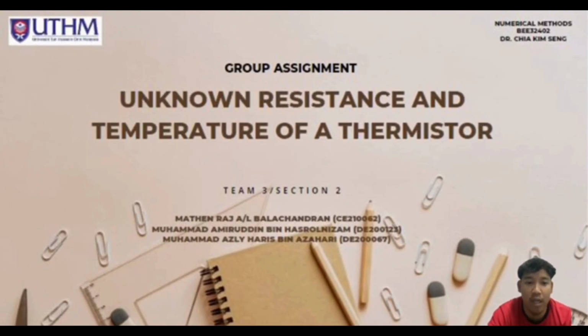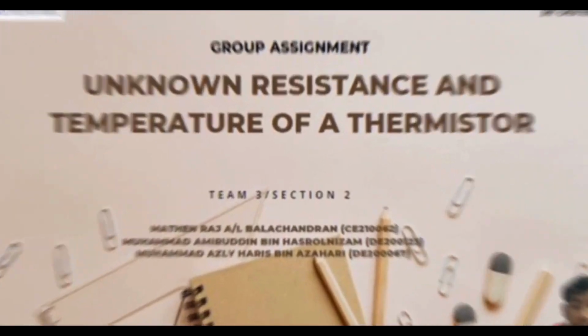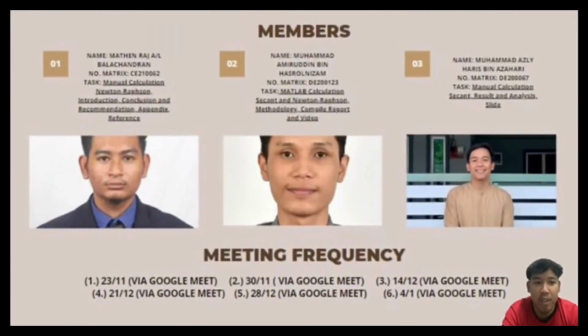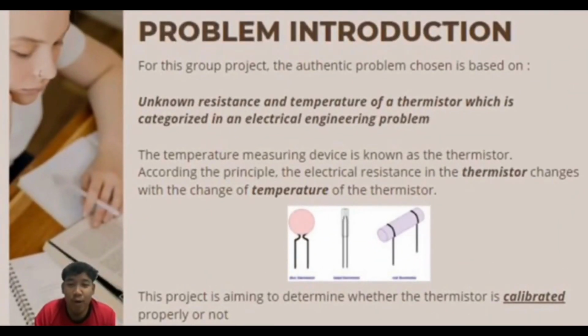Our group assignment is on unknown resistance and temperature of thermistor. Our group consists of 3 members, which are Raj, Amir and Haris. For our meetings, we already held 6 meetings, which are on 23 and 30 November, 14, 21 and 28 December and 4 January. So now I'll proceed to the problem introduction.